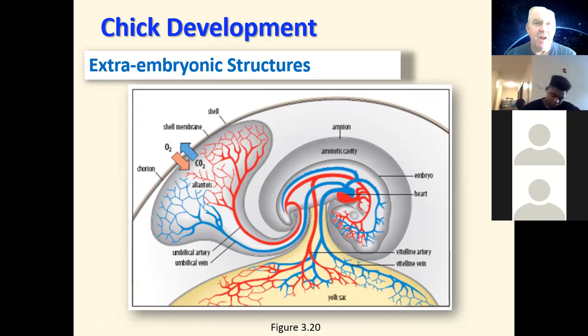Okay, so here, extraembryonic structures, we've got the amnion, amniotic cavity, vitelline artery, vitelline vein, umbilical artery, umbilical vein, the chorion, and the allantois. And remember, arteries always have oxygenated blood. It doesn't matter what's going towards or away from the embryo, it's always oxygenated blood. Okay, and that, my friends, is all we have for the chick.